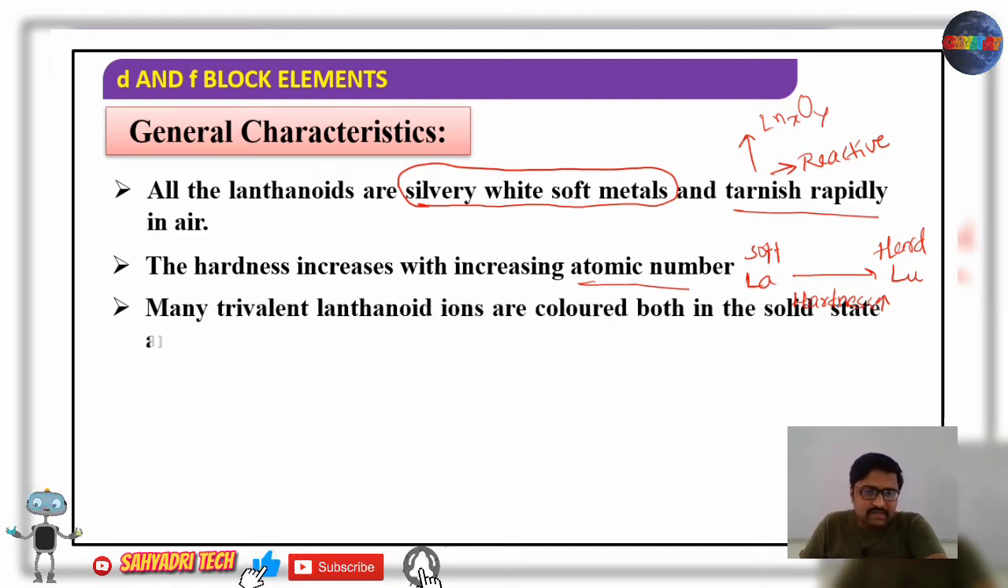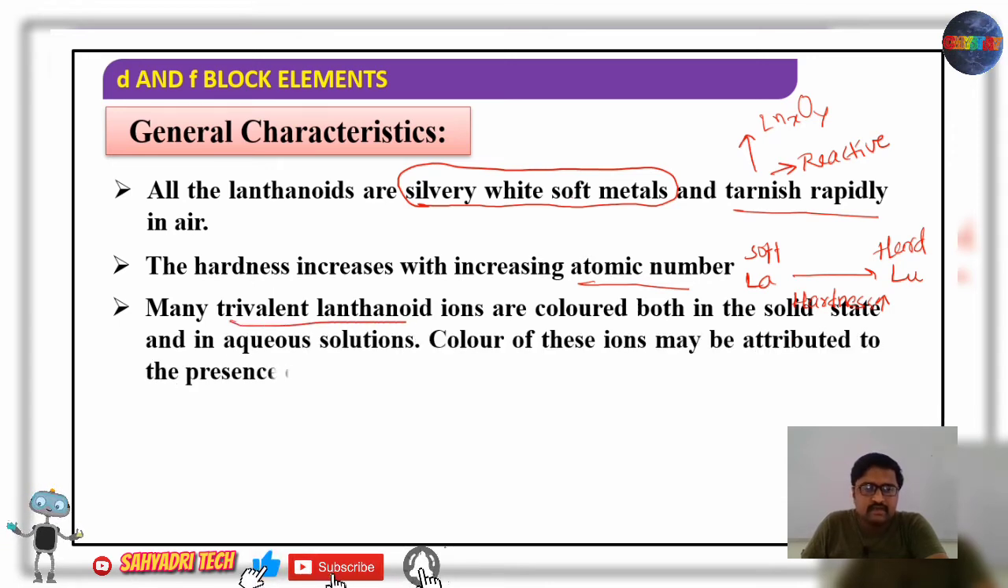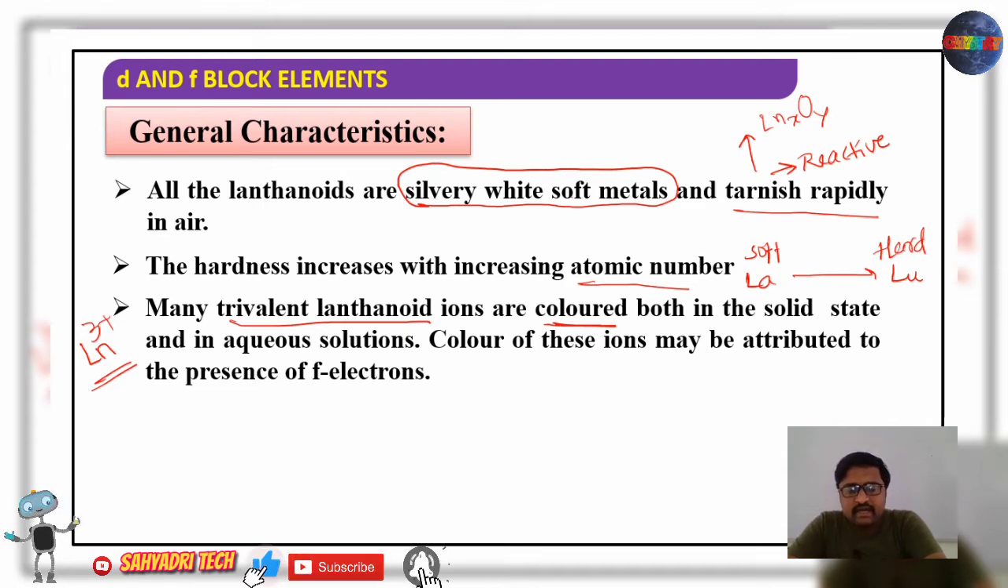Next one, many trivalent lanthanides, that is Ln3+. Generally many trivalent lanthanide ions are colored. They exhibit a color. I already mentioned why they show color: it is because of f-f transition. Many trivalent lanthanide ions are colored both in the solid state as well as in aqueous solution. And that color of these ions may be attributed to the presence of f electrons.